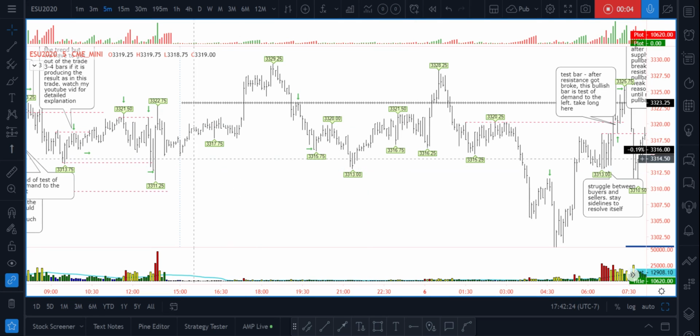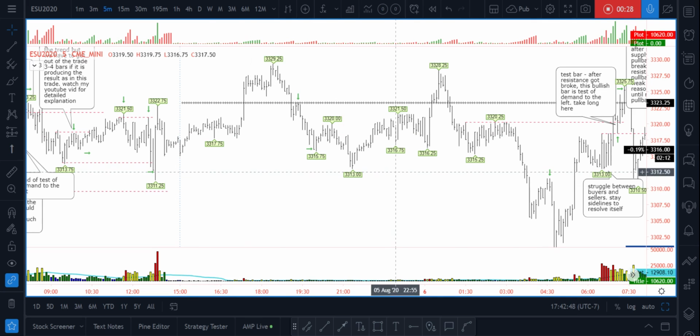Hello. So we'll be reviewing the ES session today, S&P futures. This is the chart reading. This is about how to read the charts, based on price and volume. That is the only way that I trade. That is primarily based on the Wyckoff chart reading process.